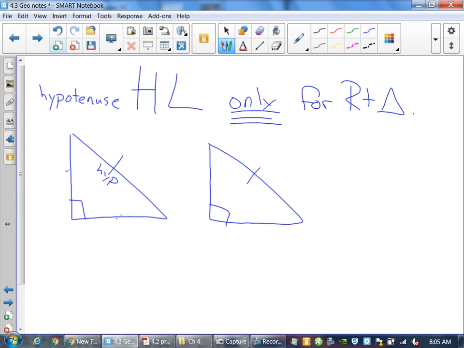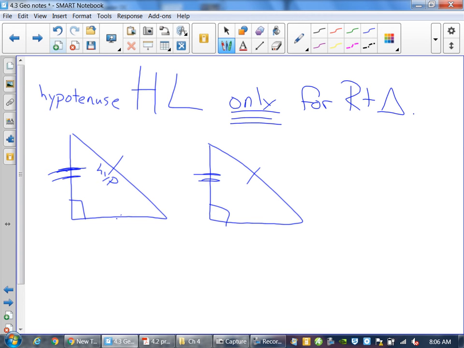So if I happen to say that this one here and this one, I get what's called hypotenuse leg. It has to match up. We don't see this very often, but hypotenuse leg can only occur in a right triangle.